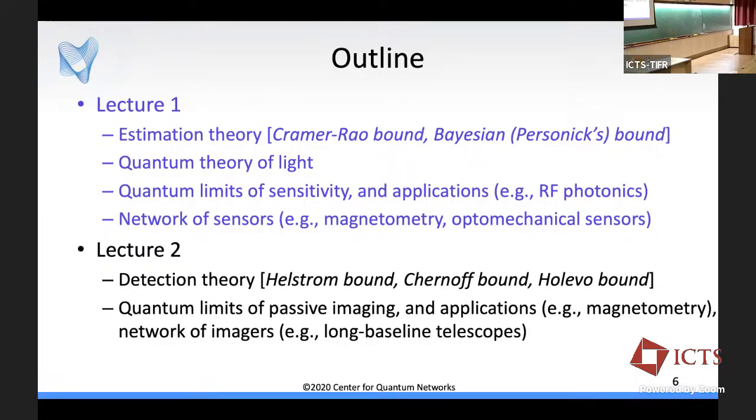So in today's lecture, I will start with some primer on estimation theory. I will take a more practical bent where we will actually be doing some math and some calculations. I'll spend a little bit of time talking about the quantum description of light, and then I will launch into applications. First, the applications will be on individual sensors, and then I will go into networks of sensors. And depending upon where we finish today, with that 1.5 hour mark, I might either spill over or leave something for the next lecture. So we'll see how far we go.